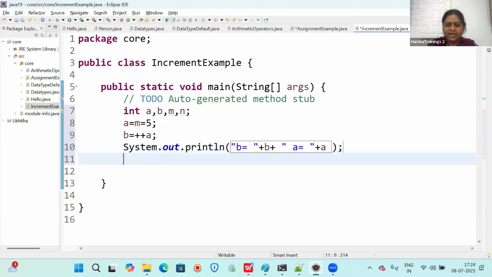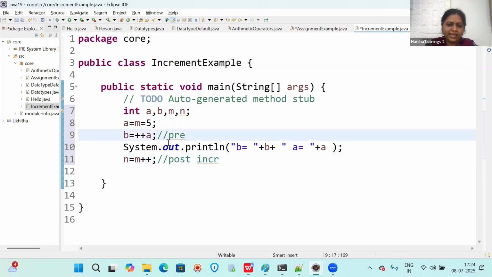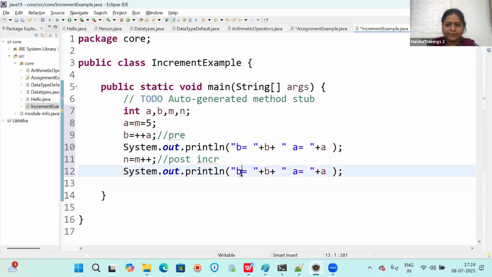And in the same way, n is equal to m plus plus. So this is the pre-increment and this is the post-increment. Now what will happen if I'm going to print the n and m? So in the place of B, I'm just printing N, and here also M. So as we discussed, here plus plus should print both 6, and here it should print 5 and 6. So let us save it and then run.